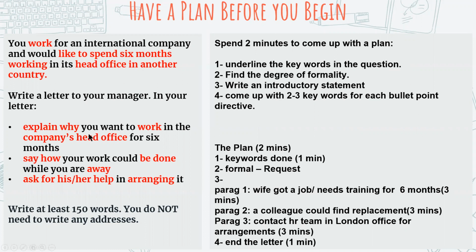Now I need to highlight or underline the most important words in the bullet points, the bullet point directives. Explain. So the first thing that I need to do is explaining something: why you want to work in the company's head office for 6 months. I need to explain why. Say how your work could be done while you're away. So I need to give them more information about that. Ask for help. I'm asking for help in arranging it.